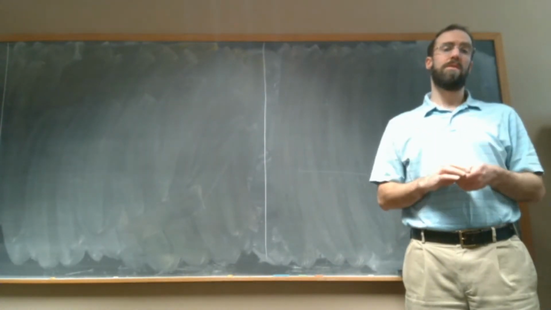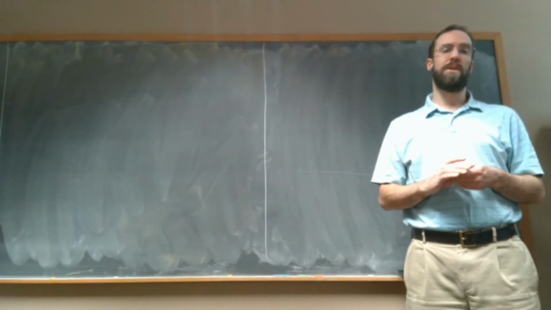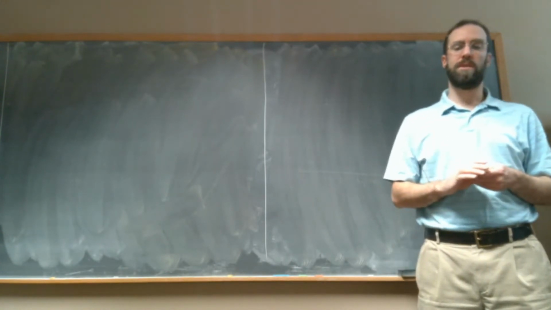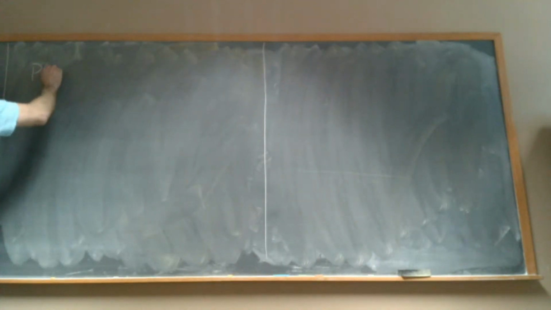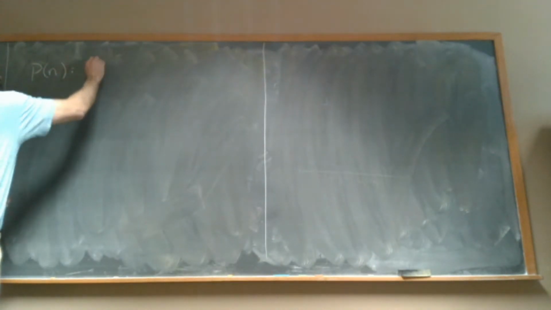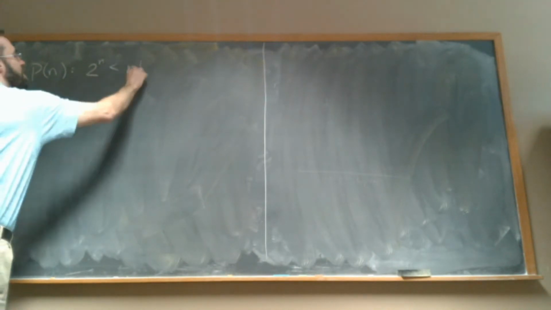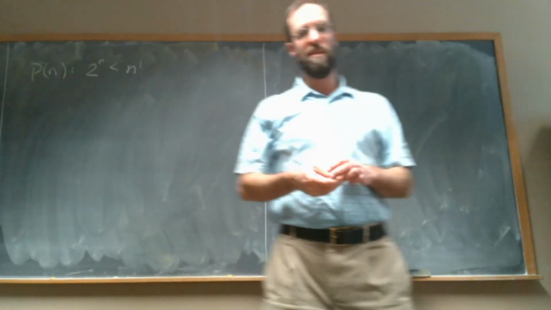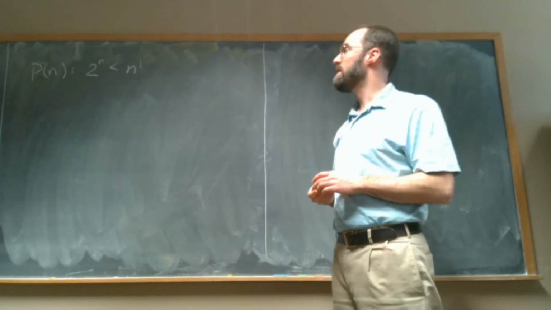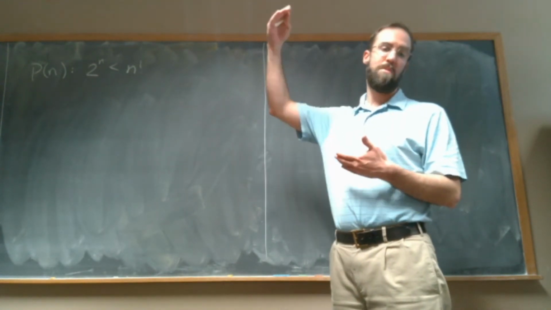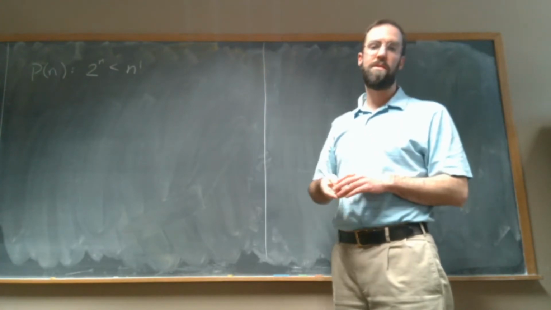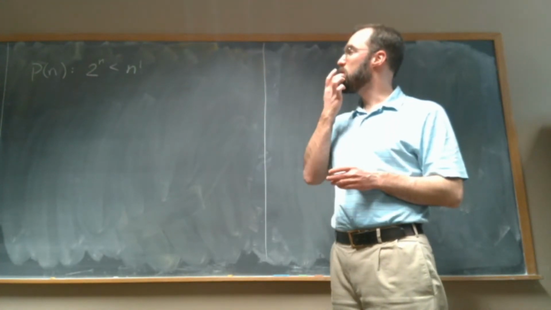So in this video, I'd like to do one more example of a proof by induction, but it's going to have a little bit of a twist. So consider the proposition that 2 to the n is less than n factorial. So this is basically saying that the factorial of n is going to get bigger faster than 2 to the n. And we might try to prove this.